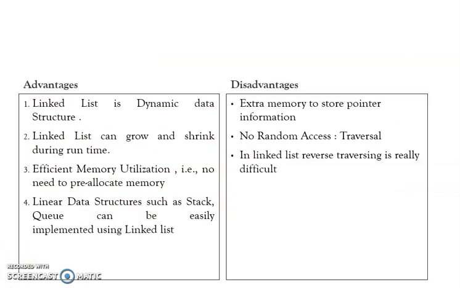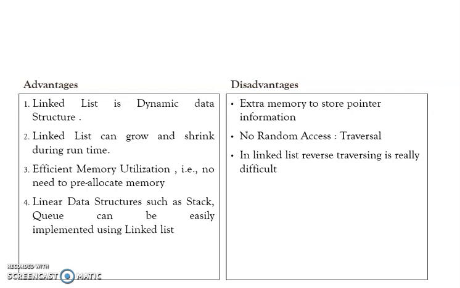Moving on, understanding the advantages and disadvantages of using a linked list. Advantages: a linked list is a dynamic data structure, so it can grow and shrink during runtime. Adding or removing elements is easier. Efficient memory utilization is the other point, because we can add and remove elements as and when we require. Linear structures like stack and queue can also be easily implemented using a linked list.